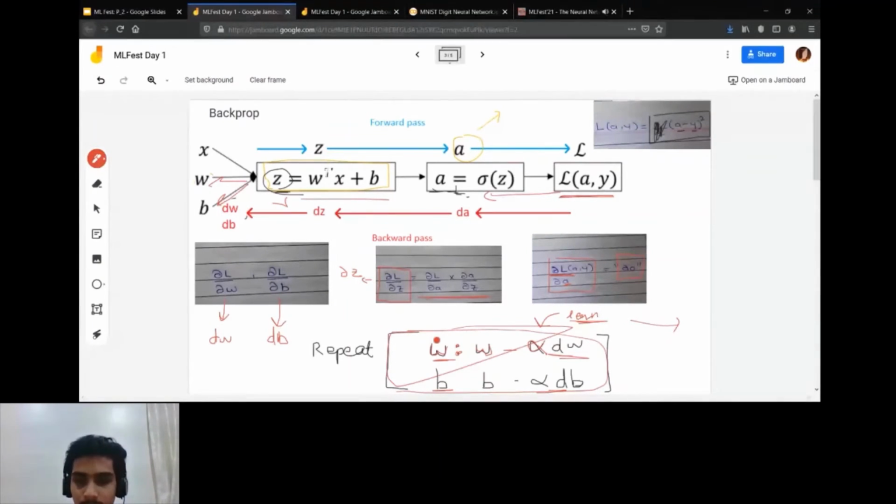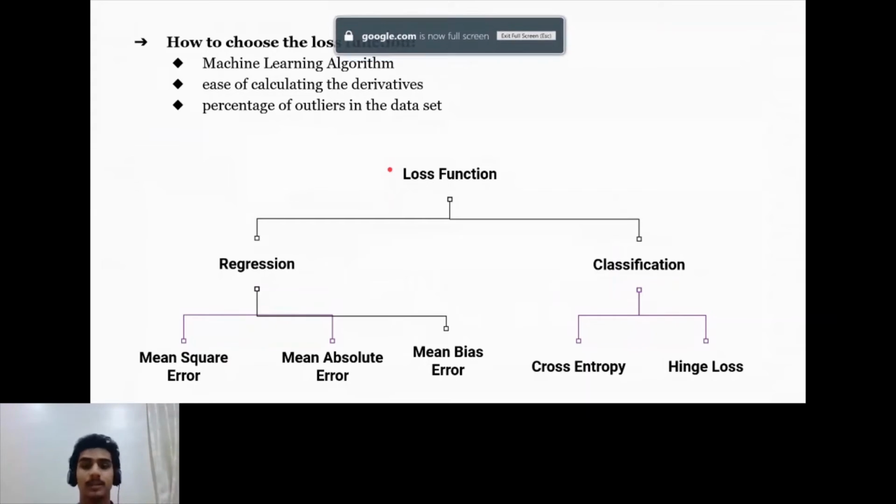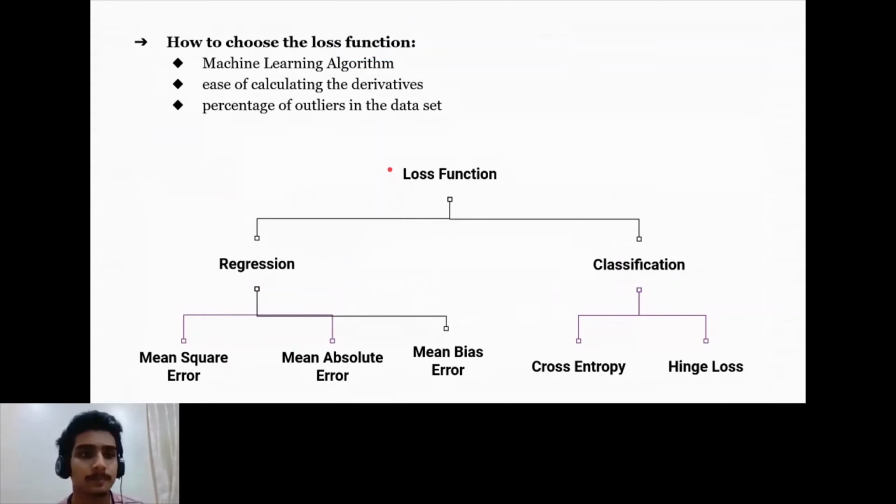Similarly, for biases, we do this, and we repeat this whole process until we get the values of W and B such that our loss function is minimized, because our whole aim was to minimize the loss function. Once the loss function gets minimized, we get the weights which will help our model to get a proper output. So basically this all was backward propagation.